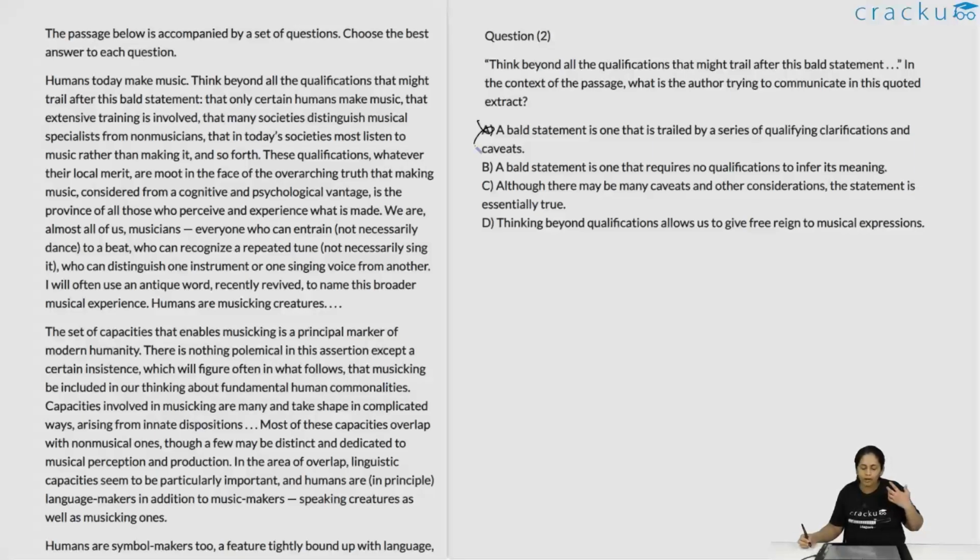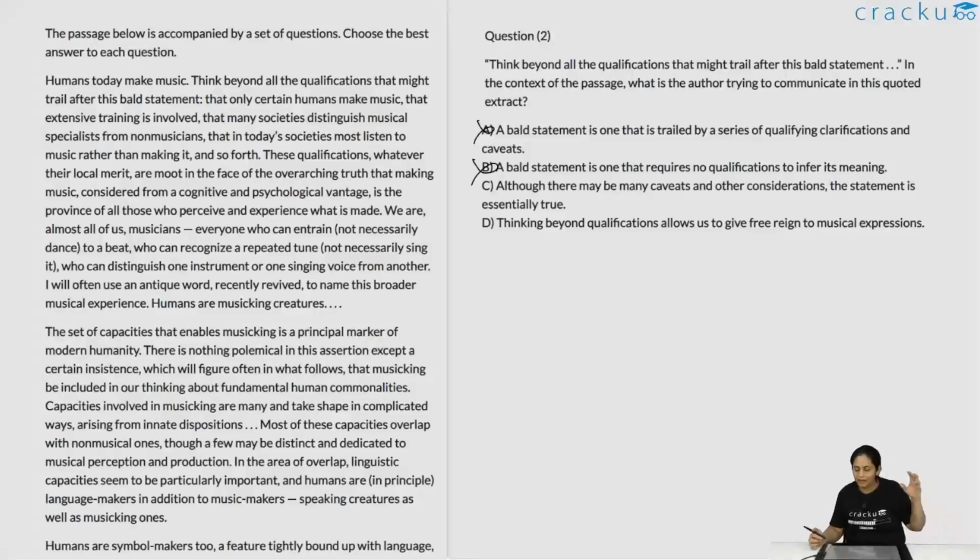A bold statement is one that requires no qualification to infer its meaning. No, a bold statement is one which is a self-evident statement with no explanation. So it is not that it requires no qualifications. In this particular case, you can have qualifications, but the author is saying despite the qualifications, the statement is still true if you take it at a broader level of what musical ability is.